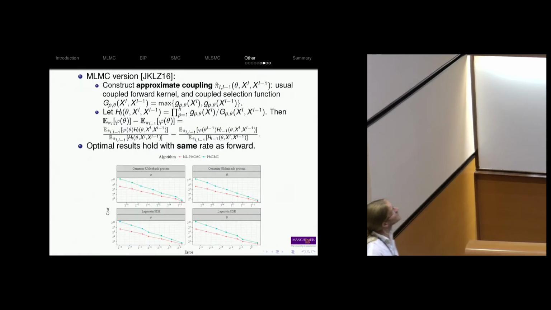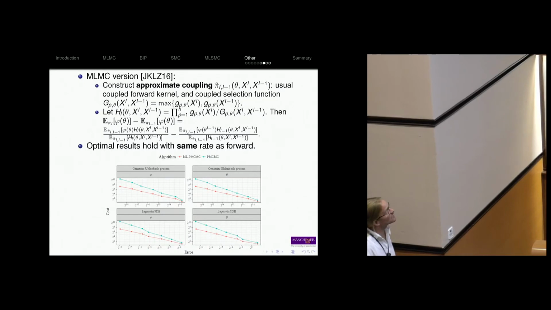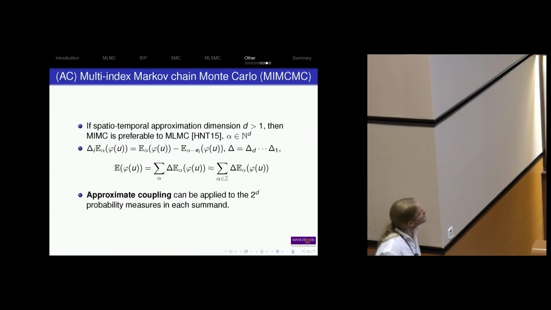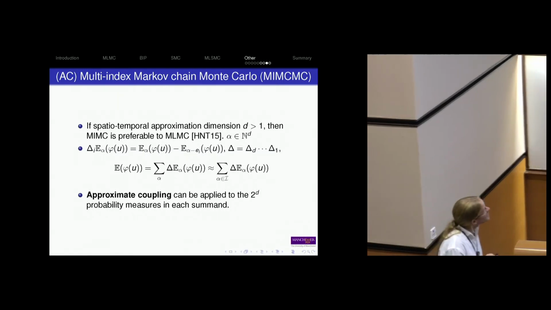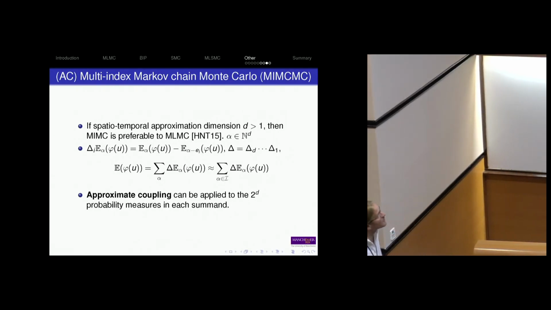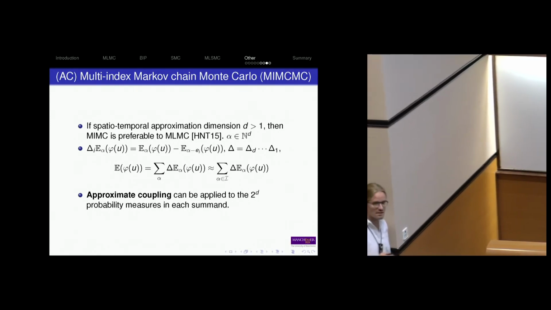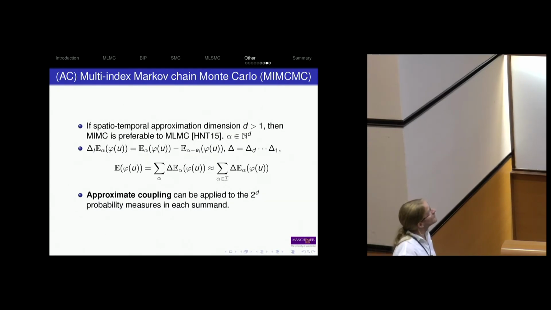In fact, this approximate coupling strategy can be used in many other contexts as well. The first example of that we looked at was multi-index Markov chain Monte Carlo. If you have a spatio-temporal approximation of dimension d greater than 1, then multi-index Monte Carlo is preferable to multi-level Monte Carlo. This paper is Haji-Ali, Nobile, Tempone, coming from Abdul Haji-Ali's thesis at KAUST in 2015.